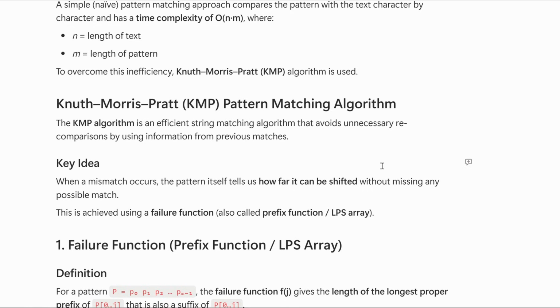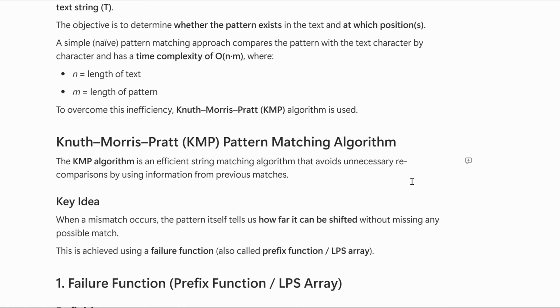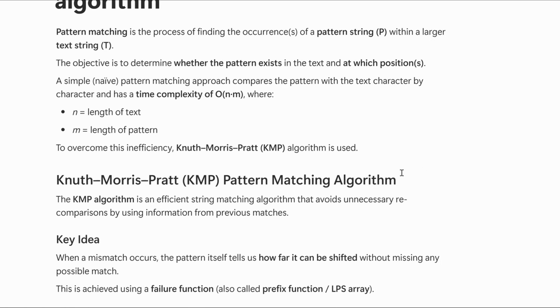Problem with naive pattern matching. In naive pattern matching, every mismatch causes us to restart comparison. Characters are compared again and again. Time complexity becomes O of n cross m, where n is the length of text and m is the length of pattern. This is slow for large strings.